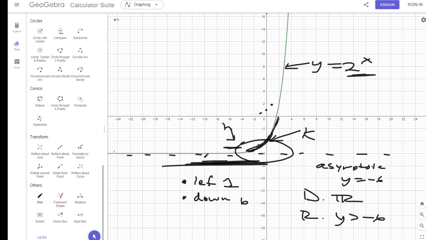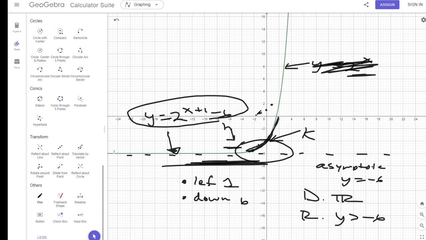All right, and I'm not sure why this was deleted, but this function here is y equals 2 to the x plus 1 minus 6. The original one we had up here was y equals 2 to the x.